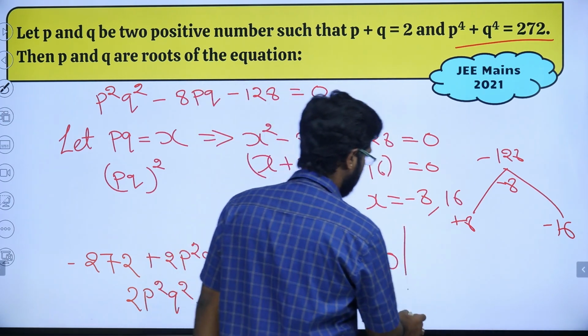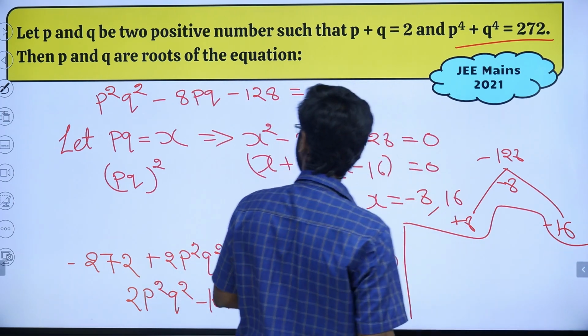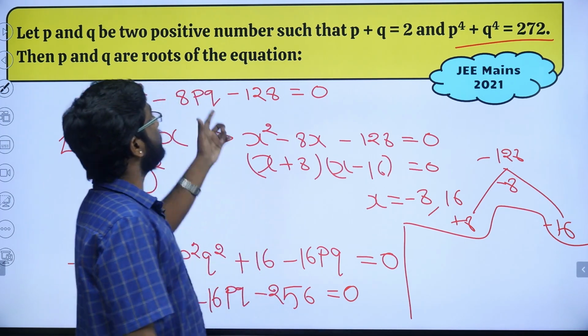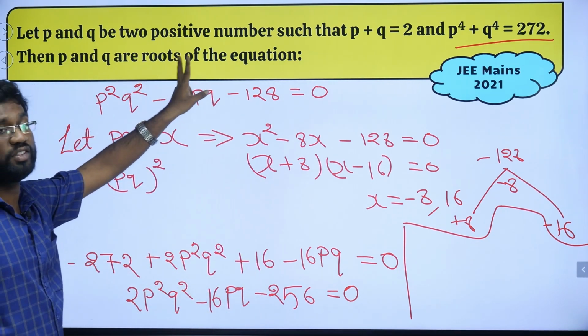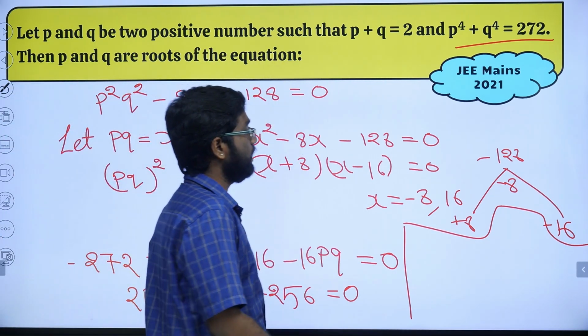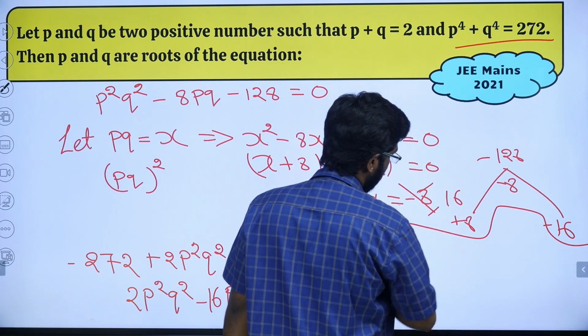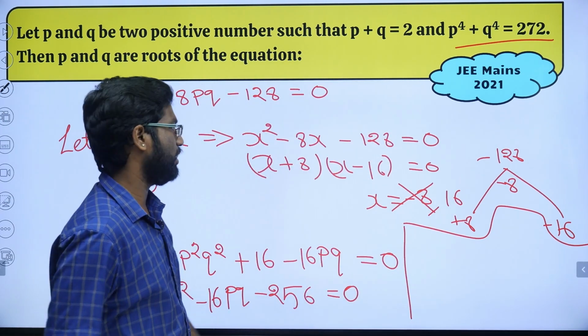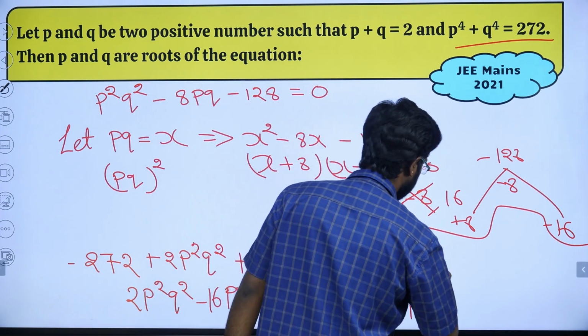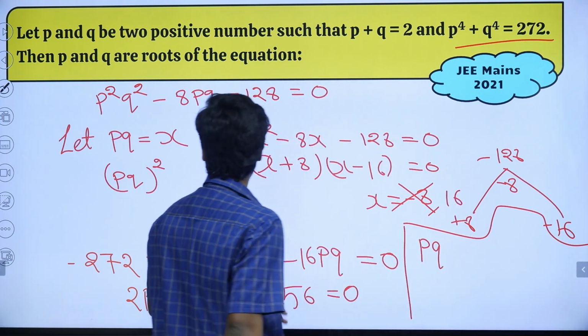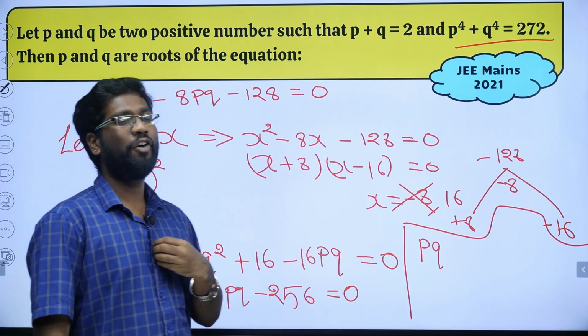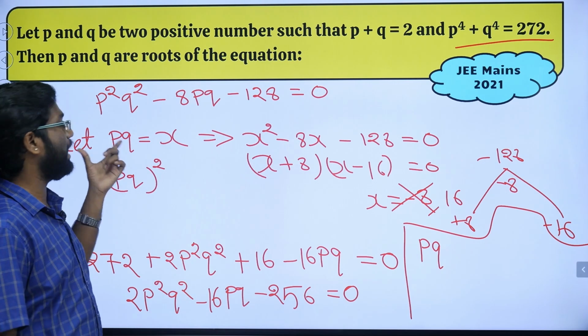So already I have taken pq as x, my dear students. They have said p and q are two positive real numbers only, positive numbers. Here for x, I can remove this minus 8, my dear students. Only I can take this 16. So in place of x, I can write pq because that's the original value. For my convenience only I have taken it as let.